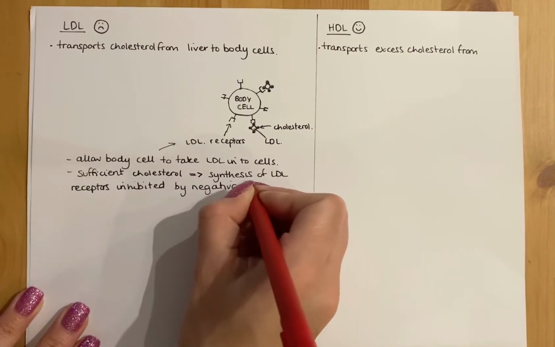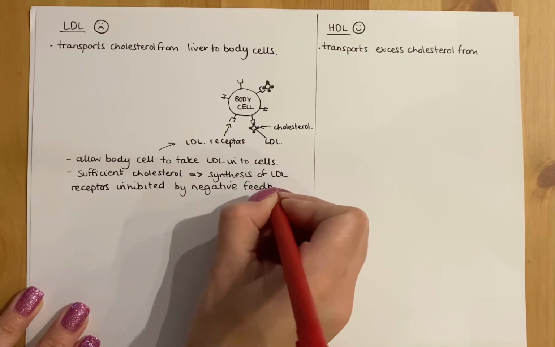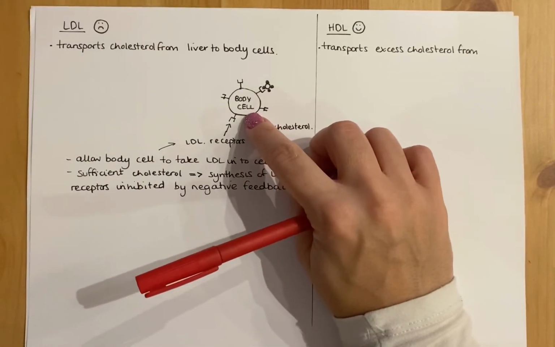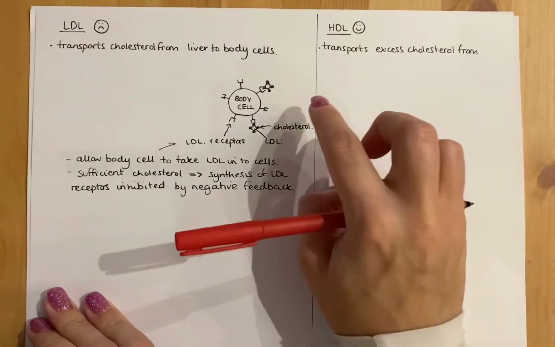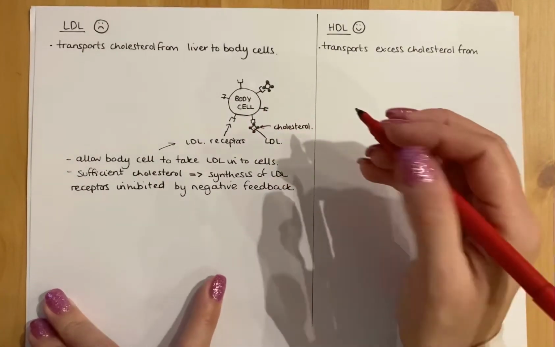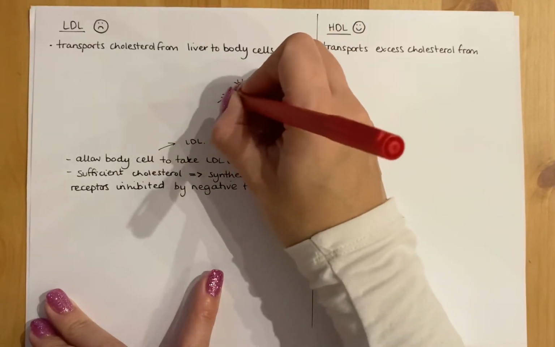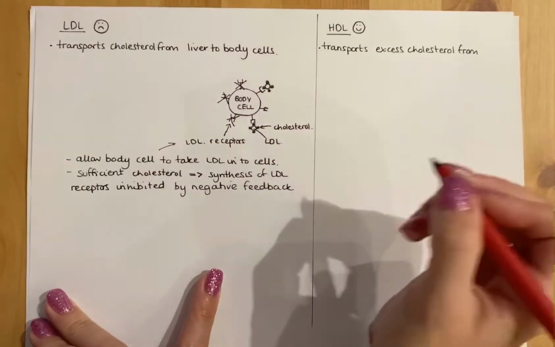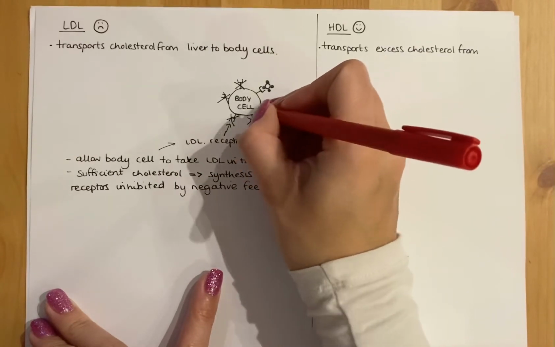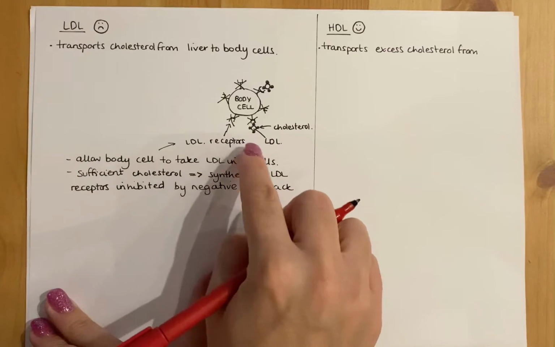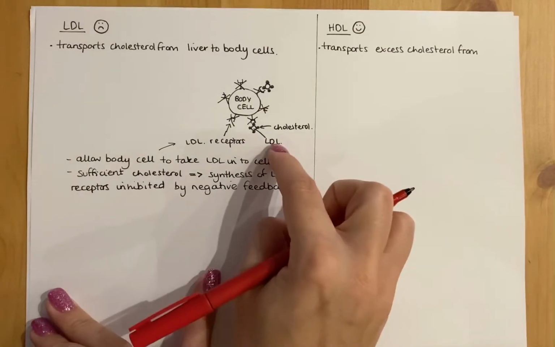And to show you what I mean by that, if your cell has sufficient cholesterol in it, it doesn't want to then pull more LDL into the cells to add more and more cholesterol into the cells. So what it would do was prevent any more of these being made. So if these receptors are not there, the LDL can't then be drawn into the cell and therefore remains in the blood.